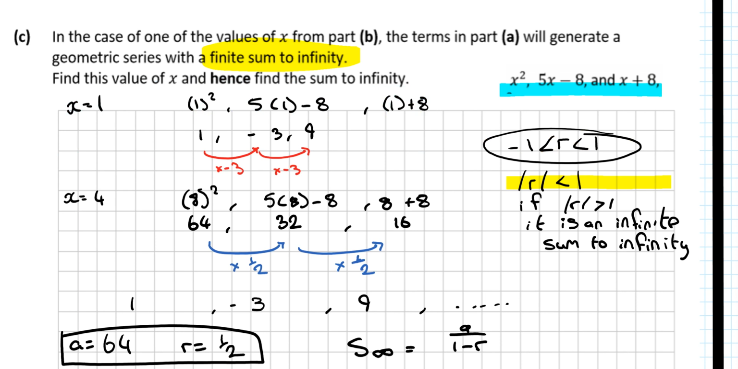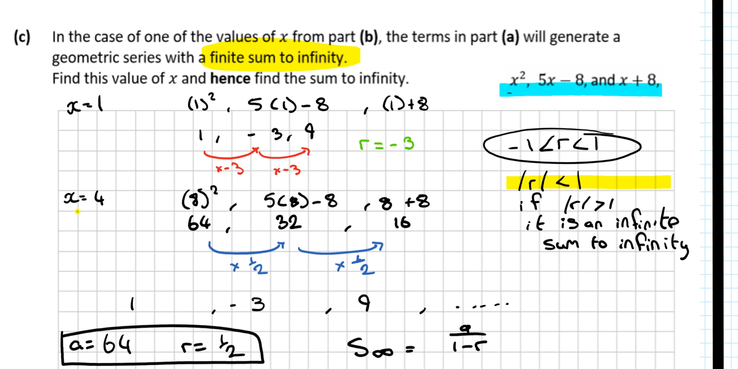So I've gotten 1, minus 3, and 9. So if it is a geometric series, what do I multiply the first one by to get to the second one? It's minus 3, and then just check again. Minus 3 by minus 3 would be 9. So it does form a geometric series where r is equal to minus 3.